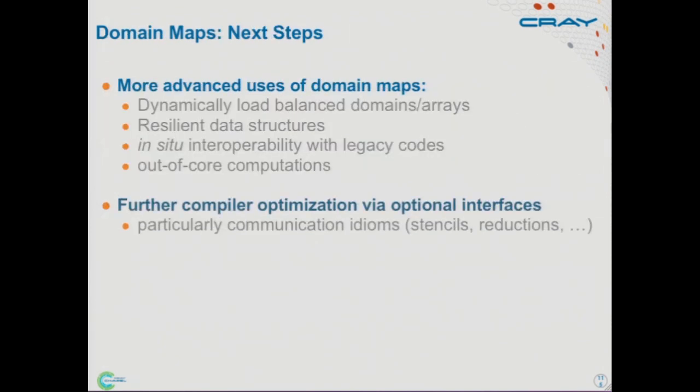This next slide talks about some ideas we have for more interesting, advanced ways to use these domain maps, other than simple static mappings like block, cyclic, and sparse. So this just mentions some of those. And I also mentioned the additional communication optimizations we need to do here.